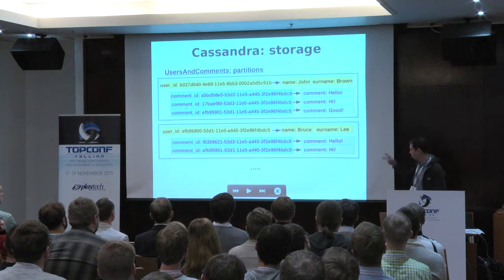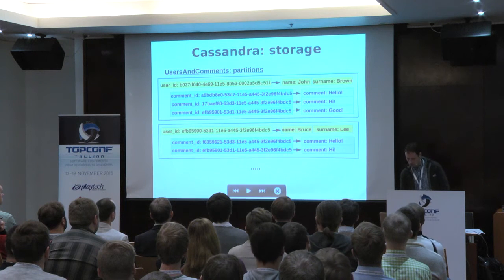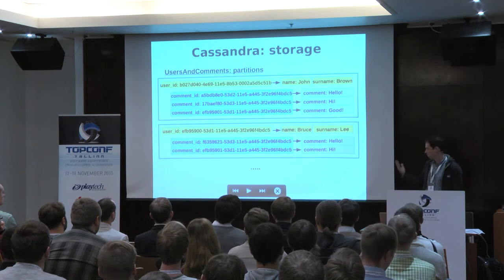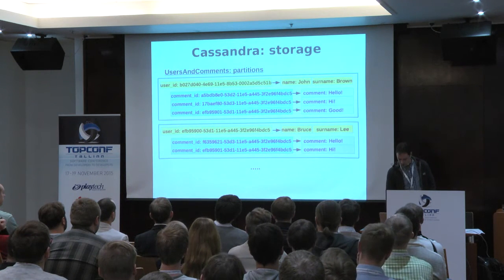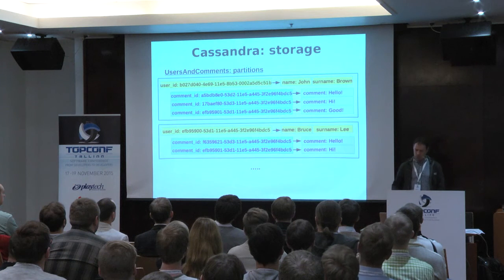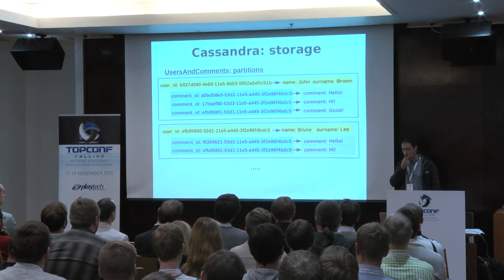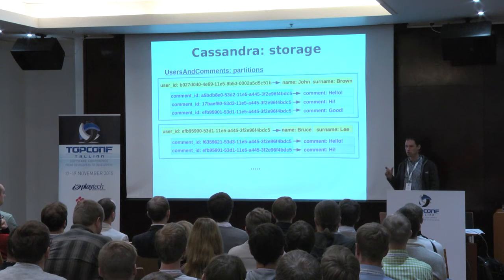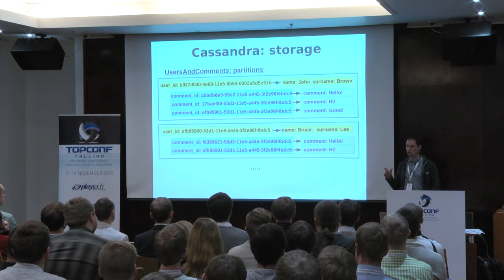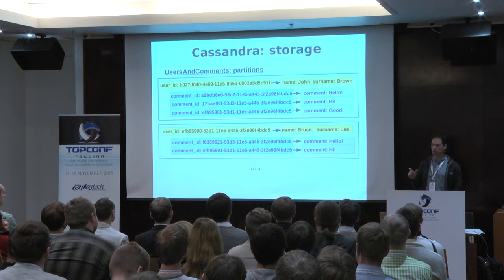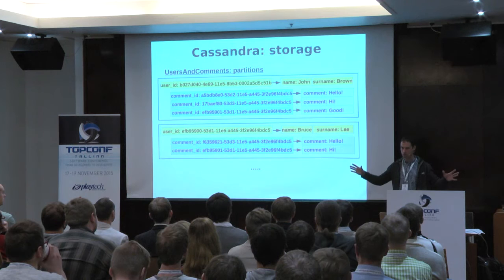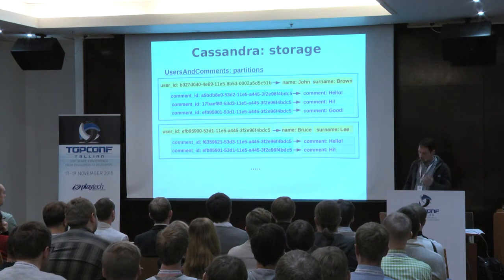So here are two partitions. One partition is with 3 comments, another partition with 2 comments. I think there is nothing more to explain here. Just one thing you should know is that in Cassandra, a partition is always stored completely in one node. It can't be that one partition is split across multiple nodes, and it's important.